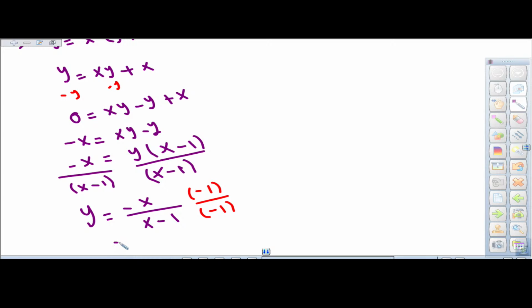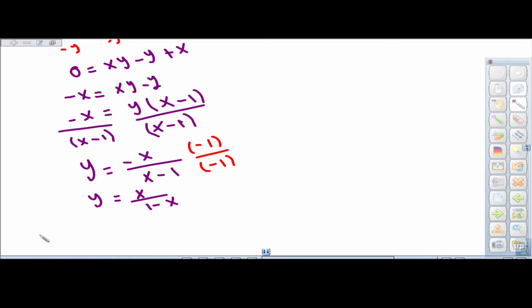I'm going to go over this again. y equals x divided by 1 minus x. So this should give us the final answer, which is step number 4: replace this with the inverse, x divided by 1 minus x.